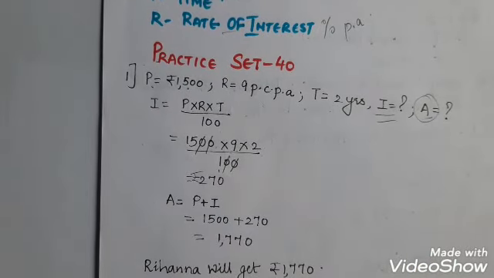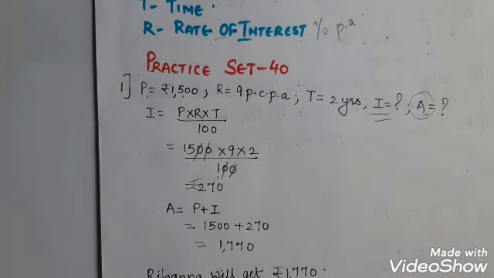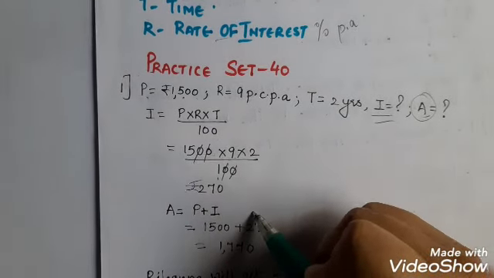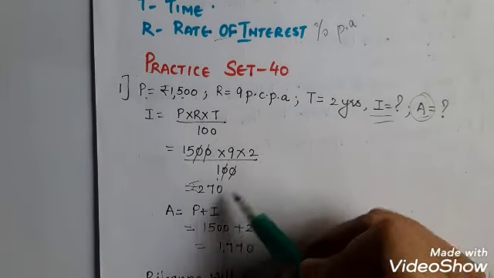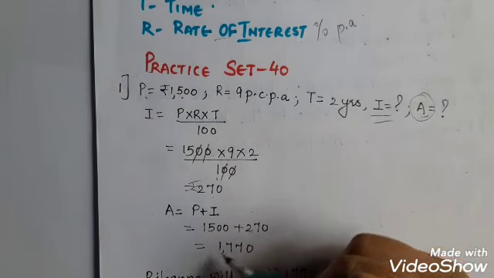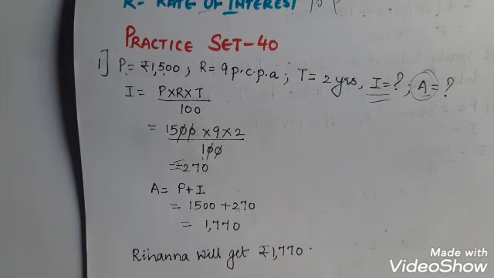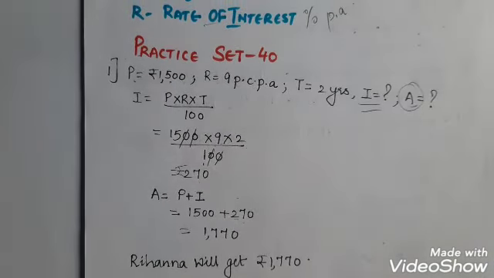So interest is rupees 270. Now we will find the amount. The formula for amount is principal plus interest, where principal is how much? 1500, plus interest is rupees 270. So you add the two, you get the answer as 1770. So the final answer is Rihanna will get rupees 1770.